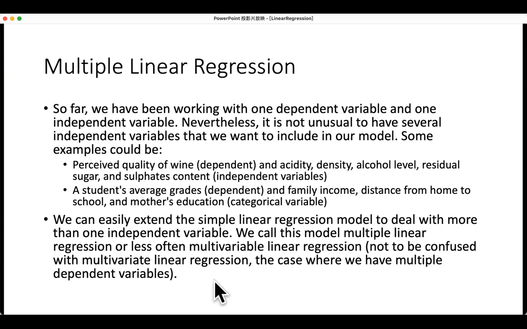And we can easily extend the simple linear regression model to deal with more than one independent variable. Remember the polynomial regression, where I told you to treat higher orders as different variables? You can pretty much do that. So that's called multiple linear regression.